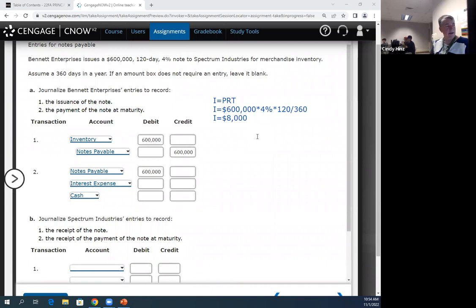And so by my calculation, the interest due on this note is $8,000. And so at that time, we are going to report $8,000 worth of interest expense. And how much are we going to pay to Spectrum in total? The face value of the note, or the principal, the amount that we borrowed, plus the interest, or $608,000.